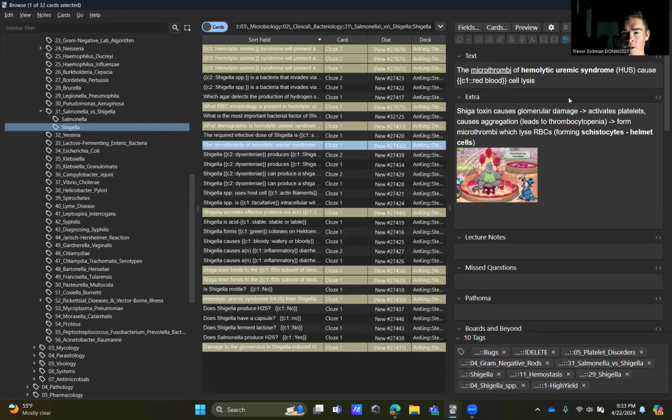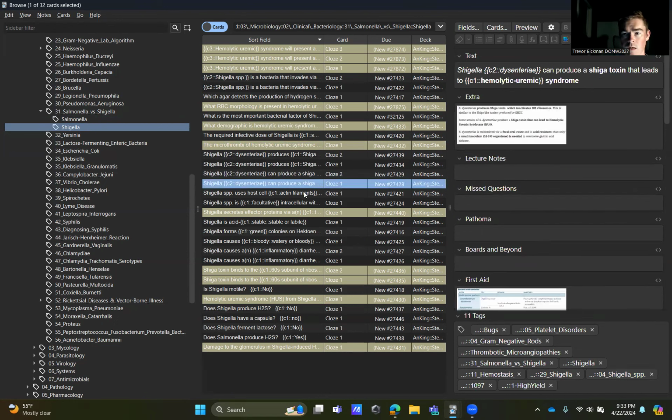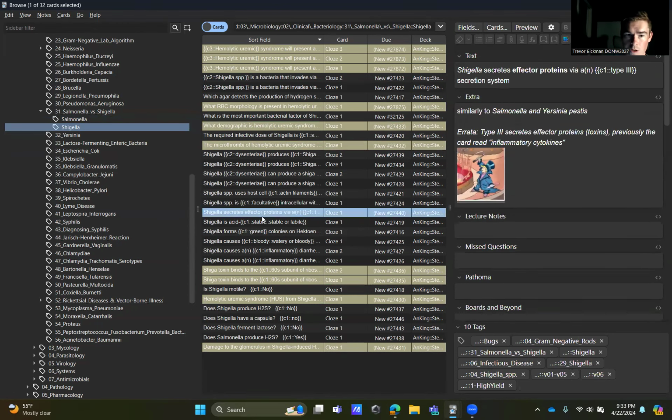I skipped a lot of the hemolytic uremic syndrome cards because it was mentioned as part of the disease presentation, but we didn't go into depth on hemolytic uremic syndrome. And then after that card, you want to grab the next 6 here. So going over dysentery and then a little bit of characteristics. You can skip this one again, an effector protein type 3.